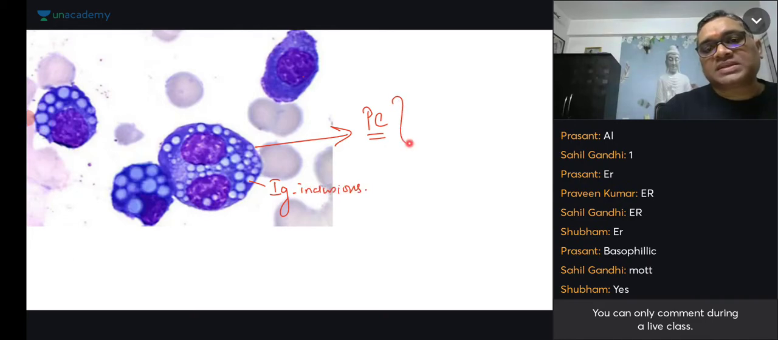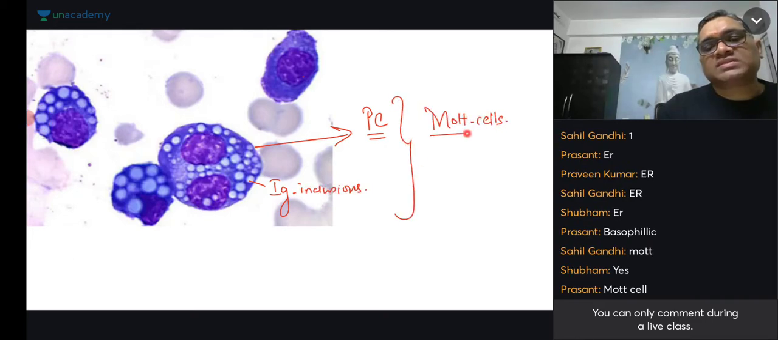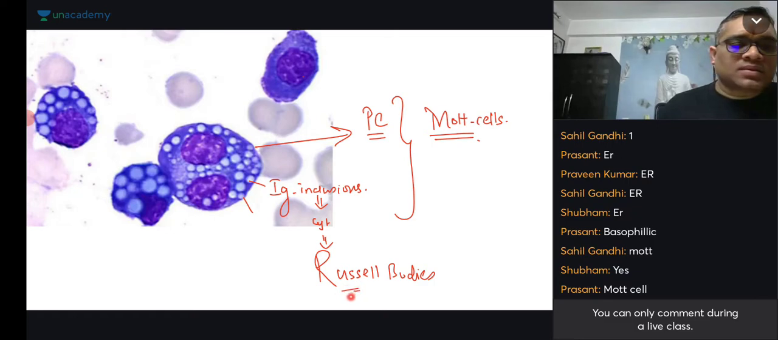Immunoglobulin inclusions. So what are these things? These are the MOTT cells, right? This is how MOTT cells will look. And these are the cytoplasmic inclusions. So what are the cytoplasmic inclusions called? Russell bodies.